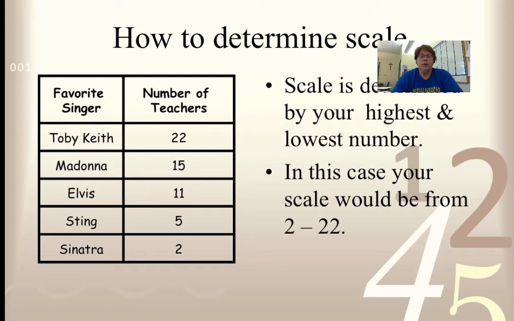So when you make the scale for your graph, you need to know that your scale has to start lower than the smallest number and go higher than your biggest number. So since your smallest number is 2, you probably would want to start your graph at 0. And then your next highest number would probably be 24, because it looks like it's kind of going by 2s here. So you just have to pick a number higher than your biggest number.